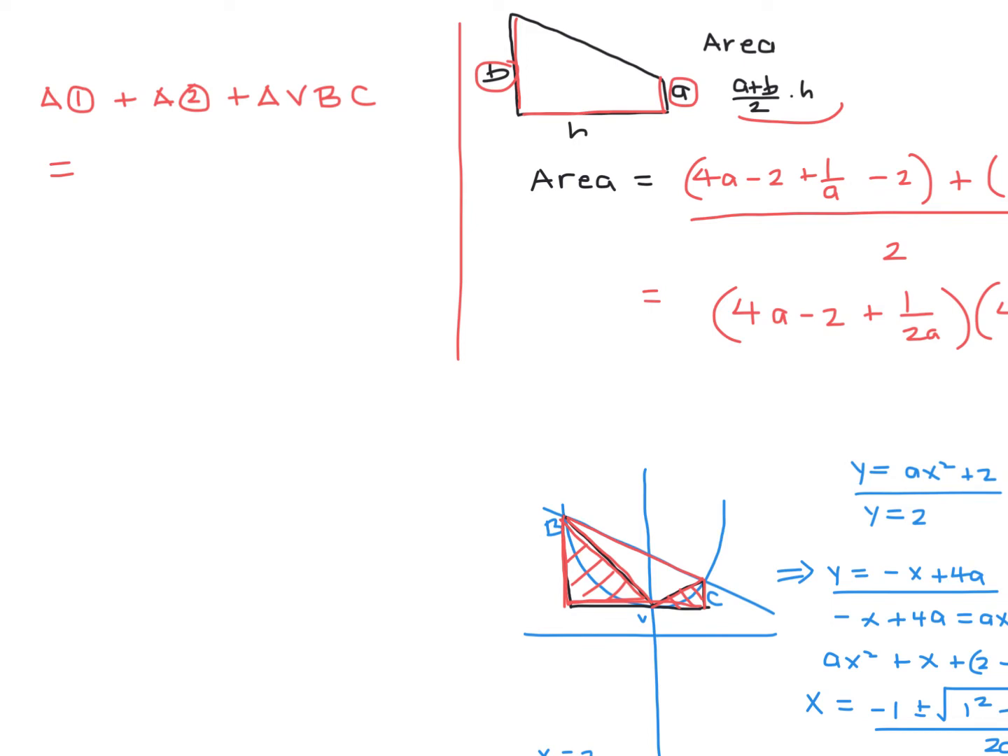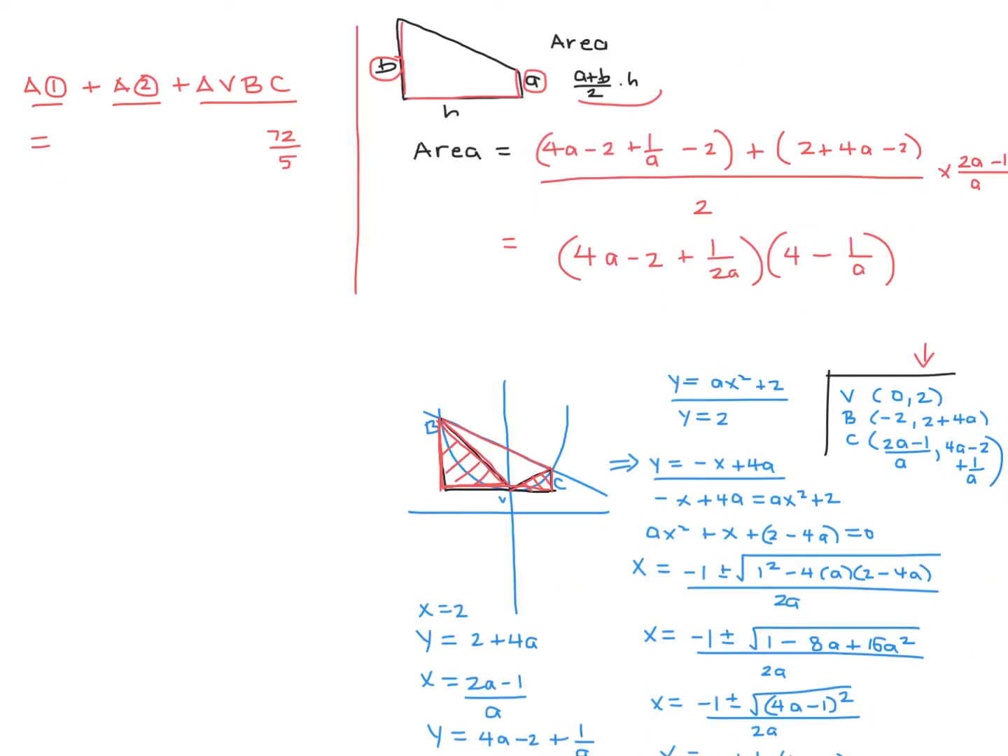Now you can use 1/2 base times height to figure out these, and this one they've already given you is 72 over 5. For triangle 1, the big one, which I guess I'll do first, that would be 1/2 base times height. The base is 2, and the height is 2 plus 4a minus 2. It doesn't really matter what you called which one, it's just this one right here.